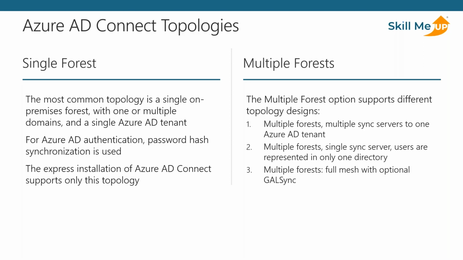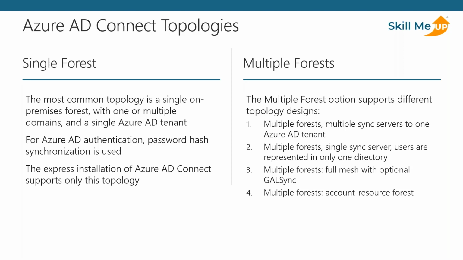Then we have what's referred to as multiple forests. So many organizations have environments with multiple on-premises Active Directory forests. There are various reasons for having more than one on-premise. For example, it could be to do with resource forests. It could be because of a merger and acquisition. Now, when you have multiple forests, all forests must be reachable by a single Azure AD Connect Sync server, and that server must be joined to the domain.